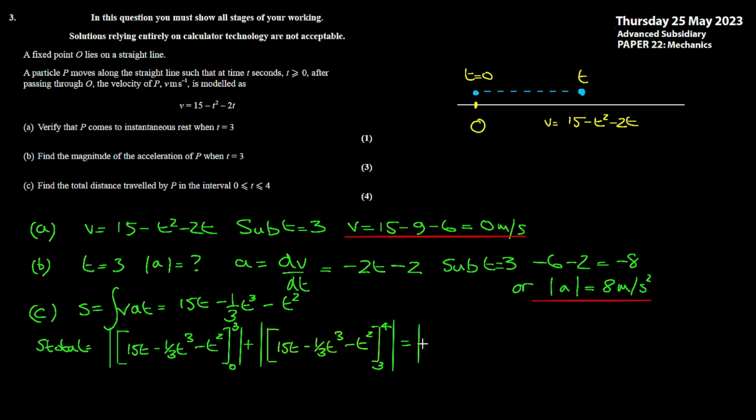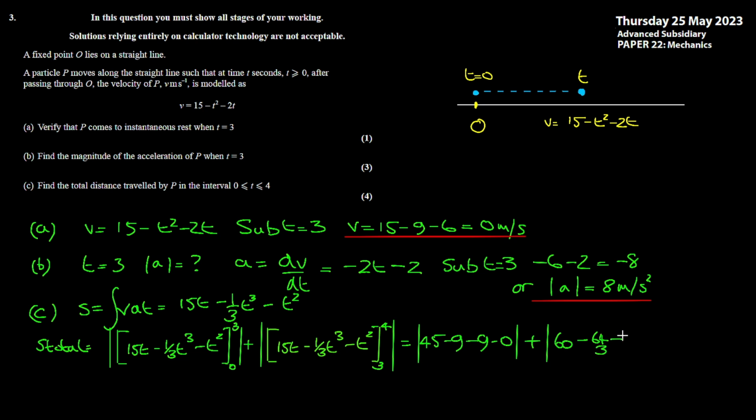So 3 going into here, we get 45 minus 3 cubed divided by 3 is 9. Take away another 9. And substituting 0 in here, this will give us minus 0. So it'll be the modulus of that plus the modulus of 4 times 15 is 60 minus 4 cubed is 64, so this will be negative 64 over 3.